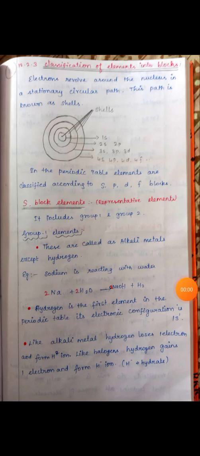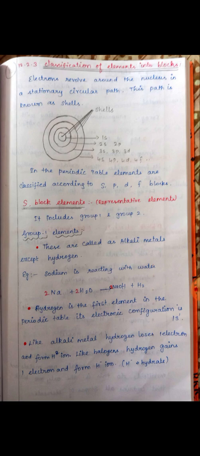Classification of elements into blocks. We know that the electrons in an atom are accommodated in shells around the nucleus. Each shell consists of one or more subshells in which the electrons are distributed in a certain manner. The subshells are designated as S, P, D and F.